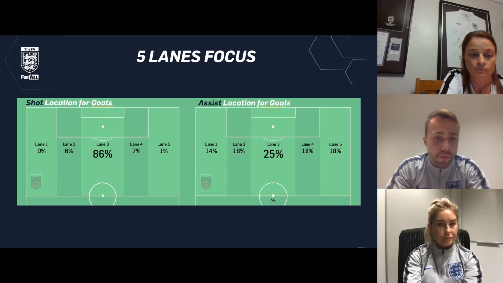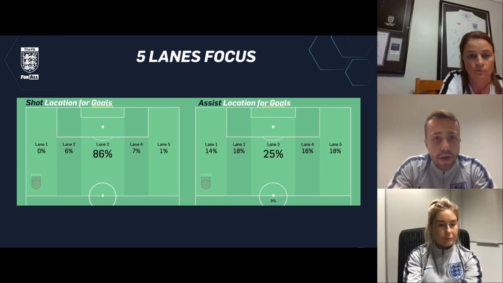So just to build on some of the England DNA, you'll probably be familiar with across the 5 lanes. So the graph on the left is where goals are scored from. You can see a predominance central. No surprise, the closest to the goal, higher chance of scoring. And then on the right-hand side, you can see where the build-up comes from. So where is the assist location?